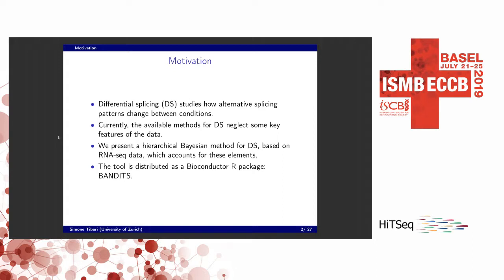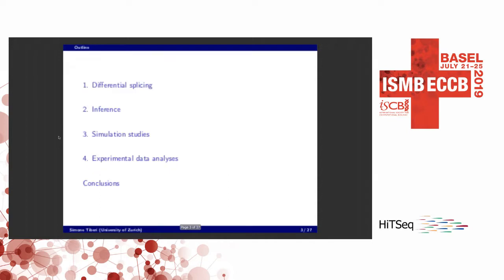So differential splicing, very intuitively, is the branch that studies how alternative splicing patterns vary in general terms between conditions. And there are actually a lot of methods to do that on RNA-seq data. But in our opinion, at least, they all neglect some of the key features of the data. So our idea was to fill the gap and present a method that would account for these elements. And I hope and think we've done it, and we've distributed it as a Bioconductor package that's called BANDITS.